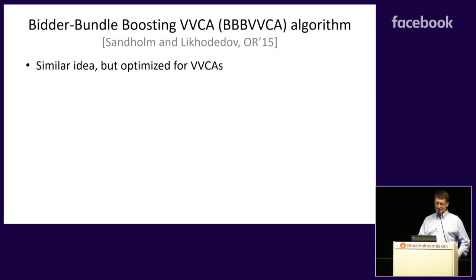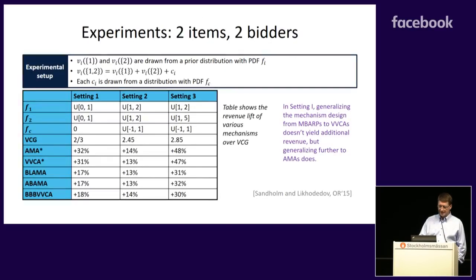All right. Then there's a similar kind of idea for the VVCA auction optimization, and here are some results. So first, let's talk about two items, two bidders. Sounds simple, but even that was unknown.